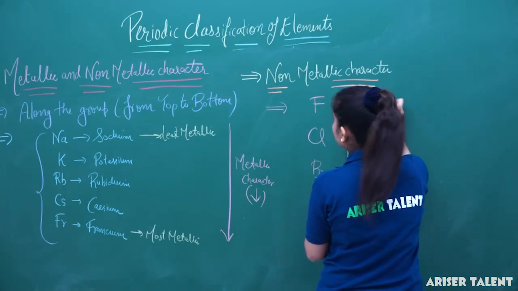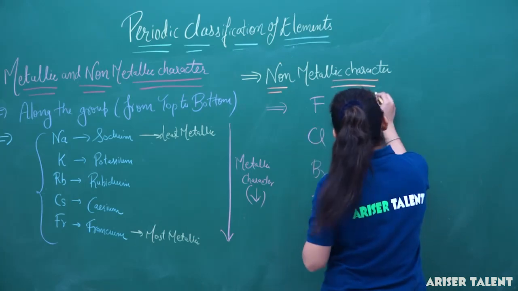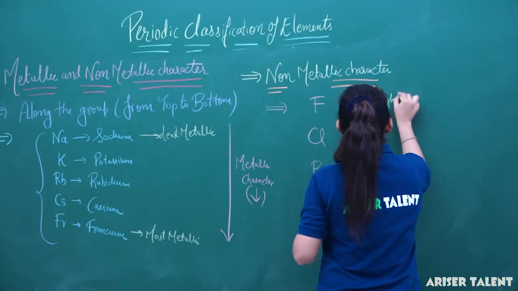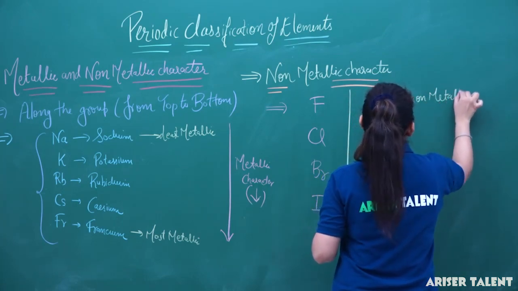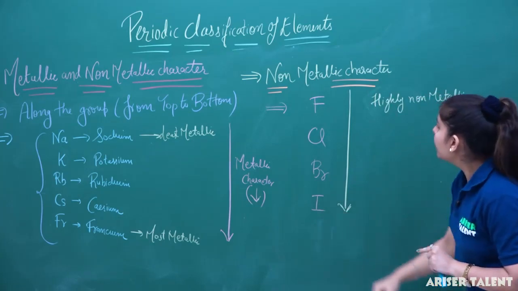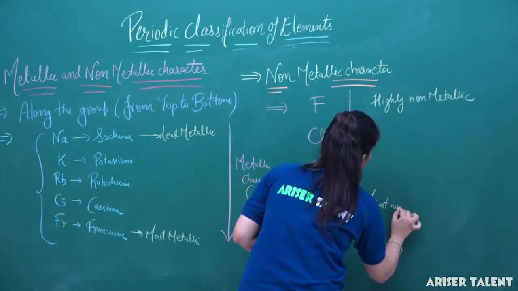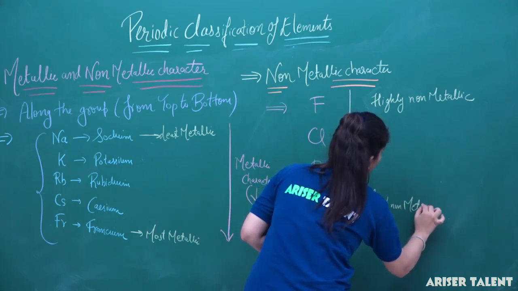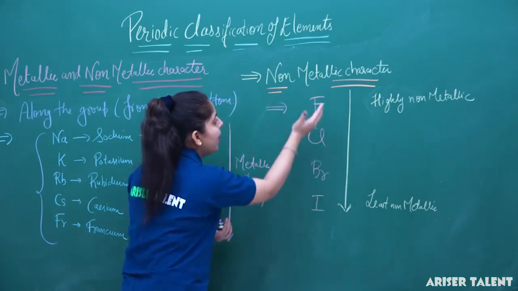Fluorine is highly non-metallic. It is highly non-metallic because it is the most non-metallic element. But if I am going to iodine, it is least non-metallic. So iodine is least non-metallic. So we can see that we are going from high to low.